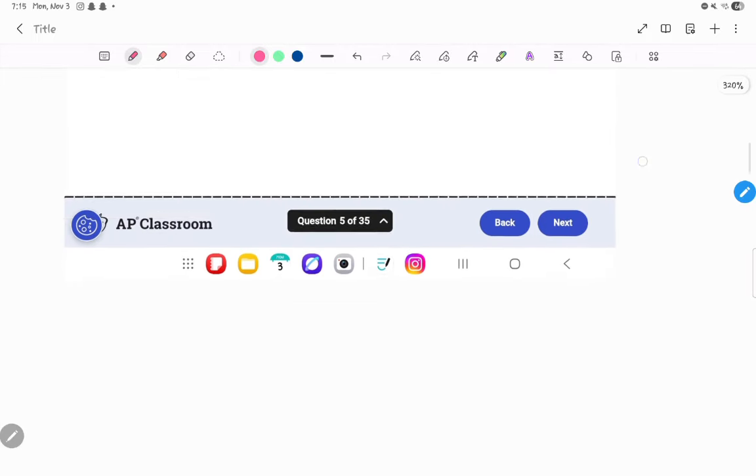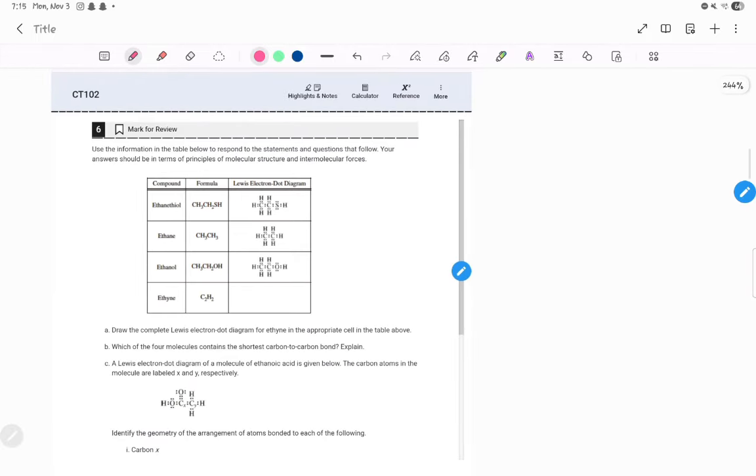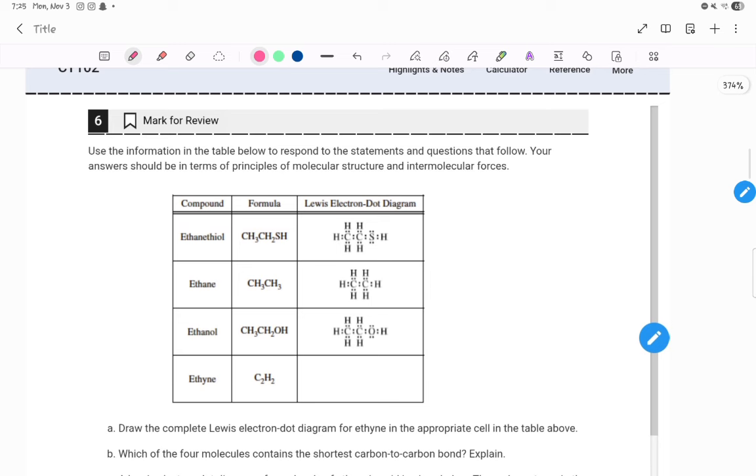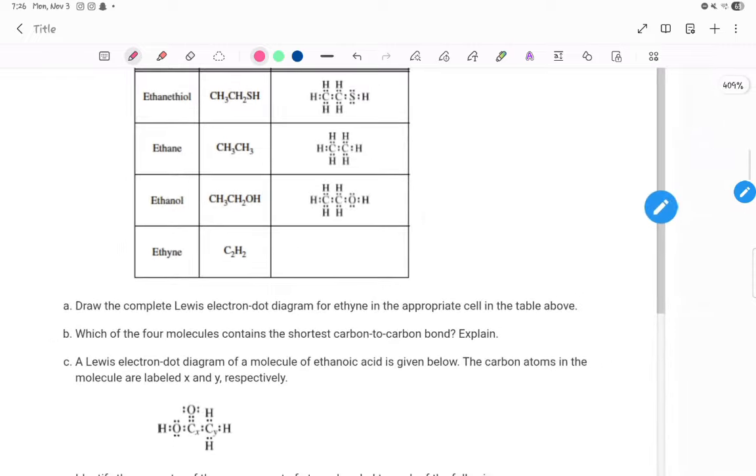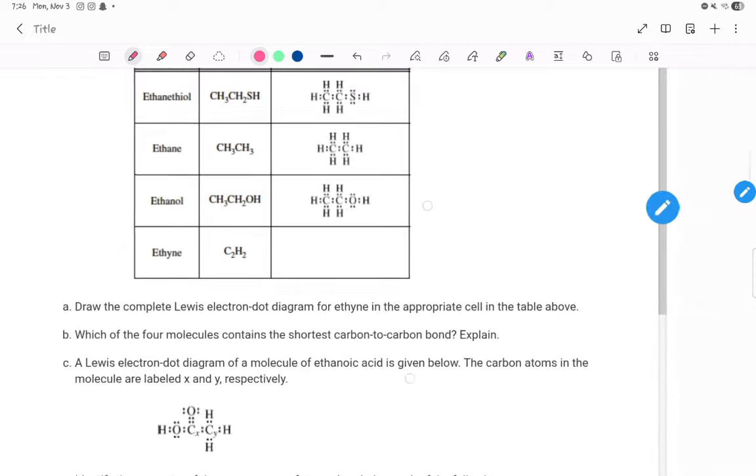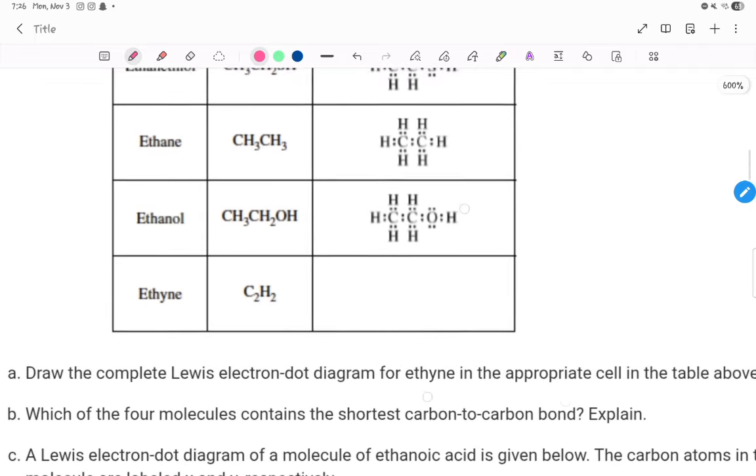Now this is the last written question, I believe. Anyways, this is the last question that requires a lot of talking. Use the information in the table below to respond to the statements and questions that follow. Your answers should be in terms of principles of molecular structure and intermolecular forces. Okay, they said in part A, complete the Lewis structure in the appropriate style of ethine.